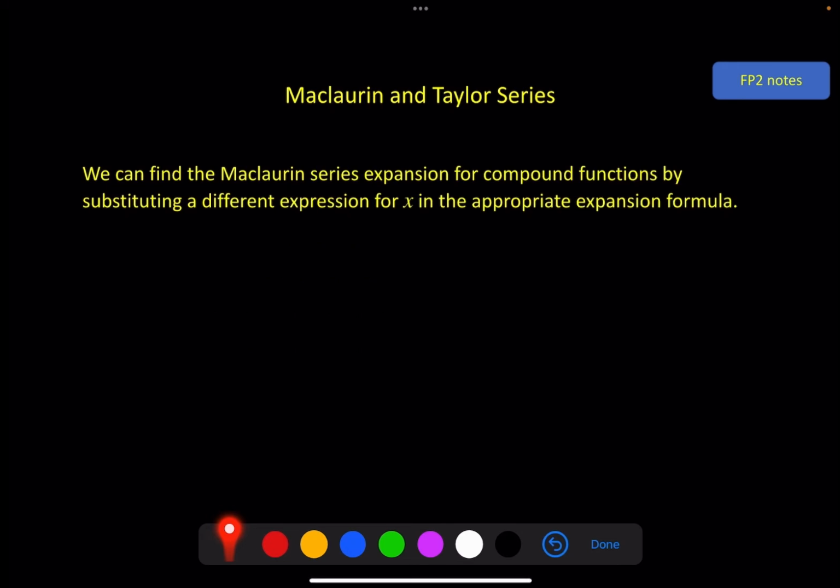So we can find the Maclaurin series expansion for compound functions by substituting a different expression for x in the appropriate expansion formula, which you will either have figured out in the first part of the question or will be one of the expansion formulas given to you in the booklet. And in terms of notes, that's it for the whole video. We've got 3 examples to go through to show how this works in practice.